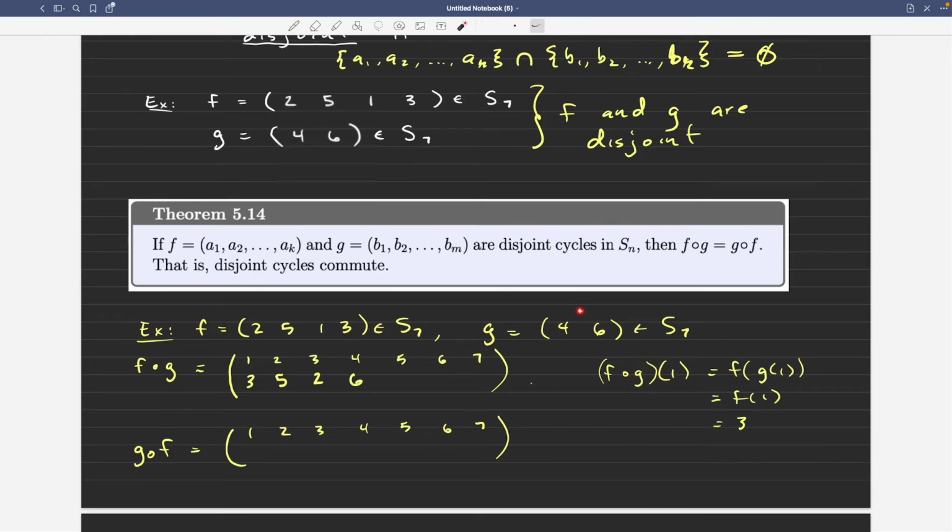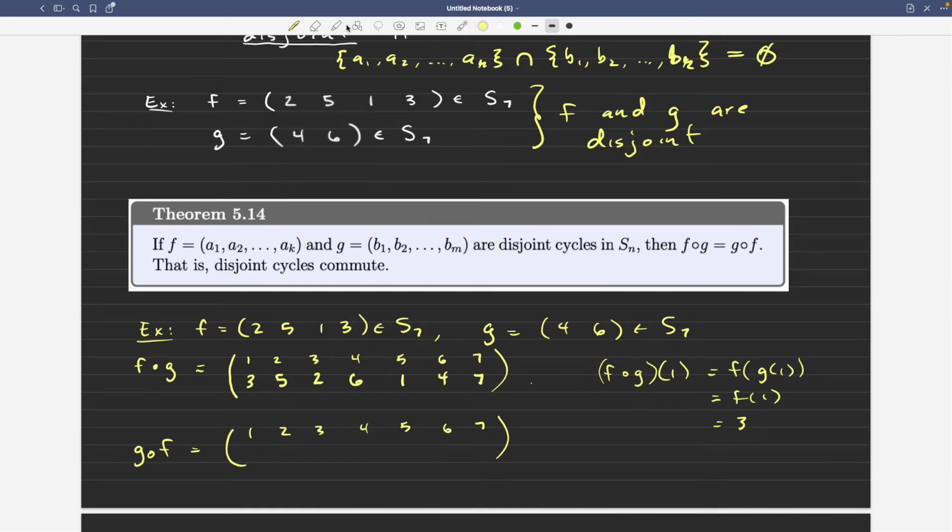Okay, so now I go 5. 5 goes to 5, and then 5 goes to 1. So 5 maps to 1. In G, 6 maps to 4, and then 4 doesn't do anything in F. You get 4 there. And 7 goes to 7, just goes to 7 in both of them.